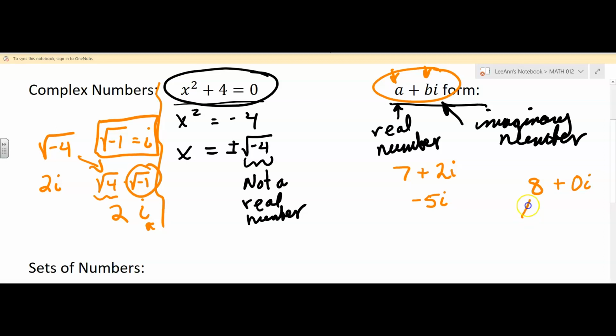So there's a real number portion, and then there's the imaginary portion, which has a real number coefficient, and then the i to represent the imaginary portion. All complex numbers can be written in a plus bi form. Okay, I think I've said everything I want to say on that.